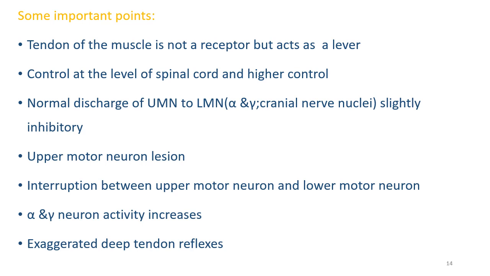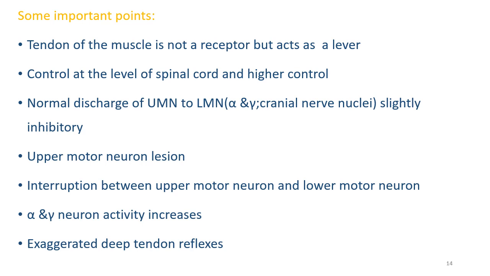Normally, whatever discharge comes from the upper motor neurons, that is from higher centers, to the lower motor neuron, which are the lower motor neurons here? They are the alpha and gamma motor neuron as well as the cranial nerve nuclei. The discharge is slightly inhibitory. So they try to control the lower motor neuron. They don't let them be hyperactive in normal circumstances. We are talking of normal circumstances.